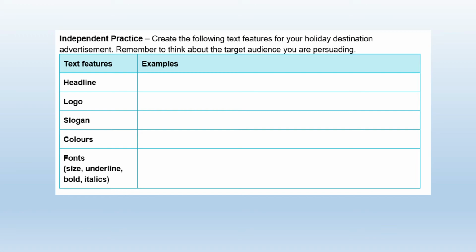Alright, so you can turn to your independent practice now, and you can start thinking about what your headline might be, what your logo might be, what your slogan might be, what colors you are going to use, and what fonts. So what are you going to put in bold? What are you going to have in smaller writing? Are you going to underline anything? So start thinking about those different things and fill it out on your sheet.